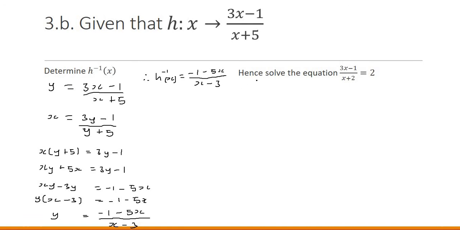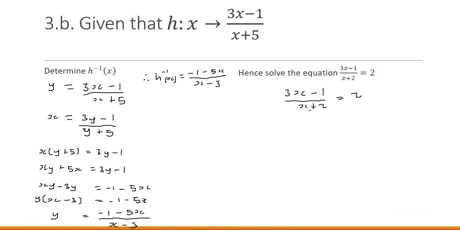Now, to the next part of the question, it says, hence, solve the equation 3x minus 1 all over x plus 2 equal 2. So to solve this, let me just rewrite it here. I'm going to rewrite 3x minus 1 all over x plus 2 equal to 2, right? So what they want us to do is to determine the value of x.